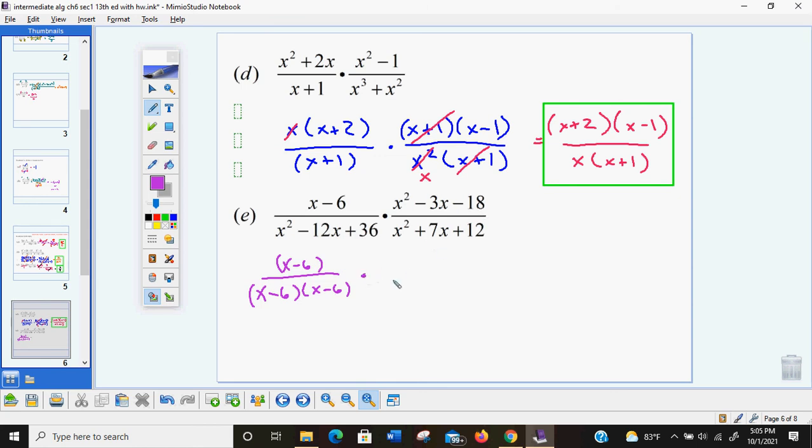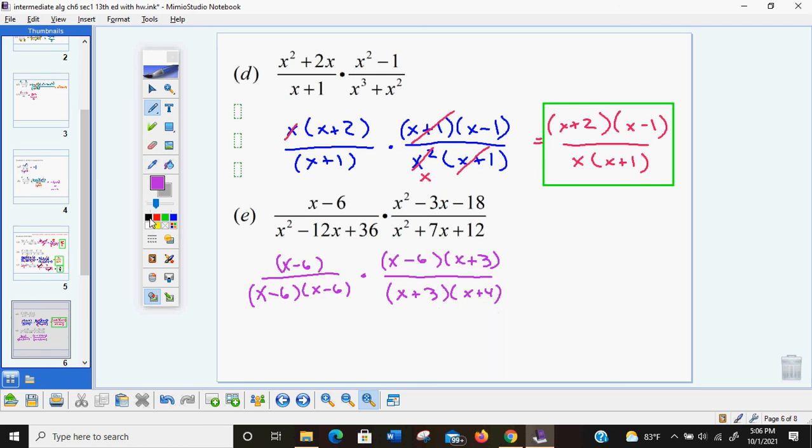Let's look at the top one. That's going to be x minus 6 times x plus 3, because negative 6 times 3 gives me the negative 18. Negative 6x, positive 3x is negative 3x in the middle. And on this last one, that's going to factor into x plus 3 times x plus 4. Those are the factors of positive 12 that add to positive 7.